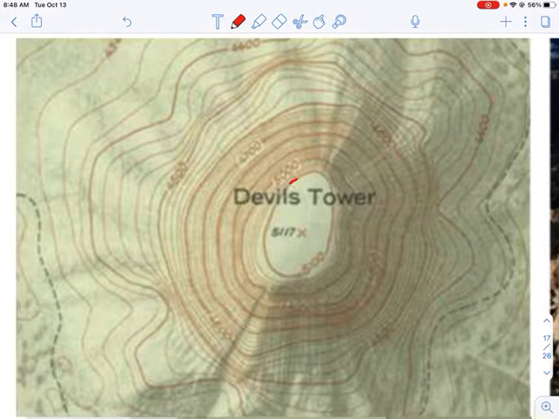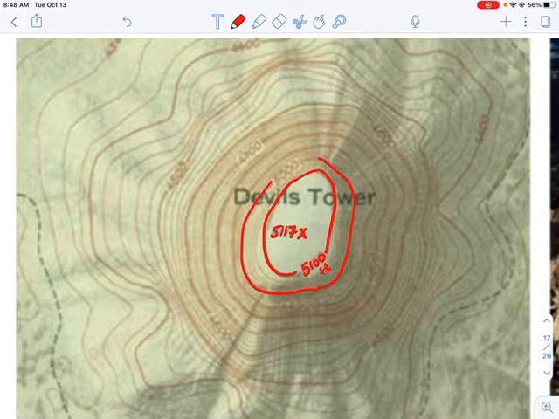This is a little bit fuzzy, but we'll try to illuminate this. So this line that I just drew is at 5,100 feet. That's the elevation. And you can see right at the very top of Devil's Tower is a point that actually measures 5,117, so it's 17 feet higher at the very center. Then, just a little ways away, if I follow this line, that height is 5,000 feet.